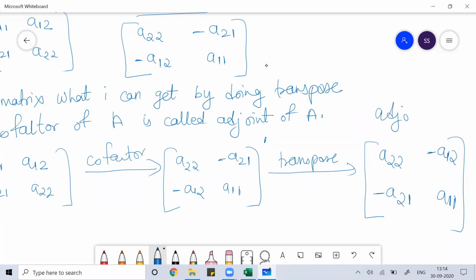This is called the adjoint of A. These terms are very important. For your exam, 100% a question will come on adjoint. They'll give you a 2 by 2 matrix or a 3 by 3 matrix, but 100% you will get a question on the adjoint of a matrix.